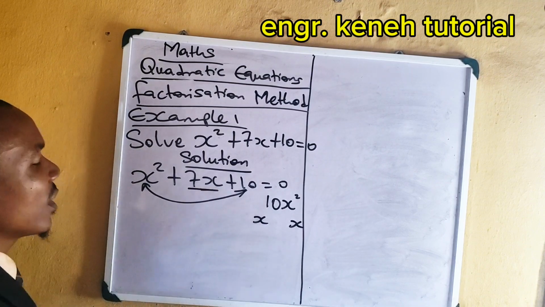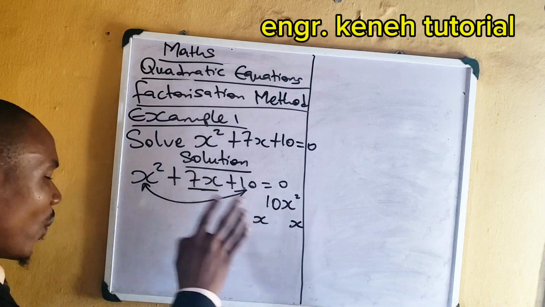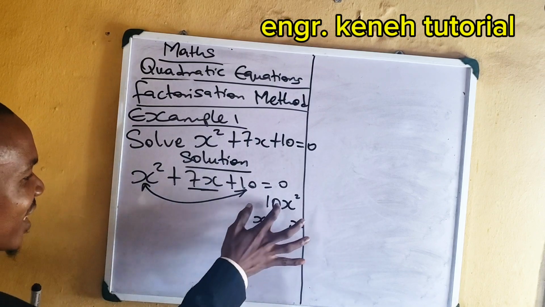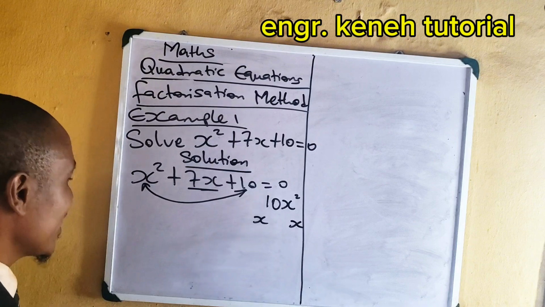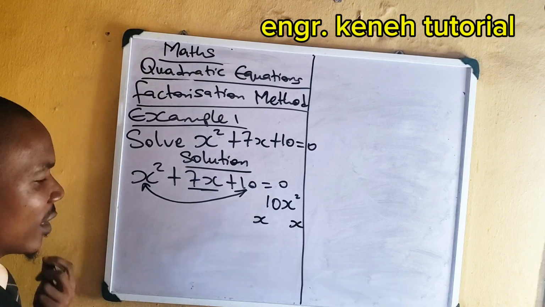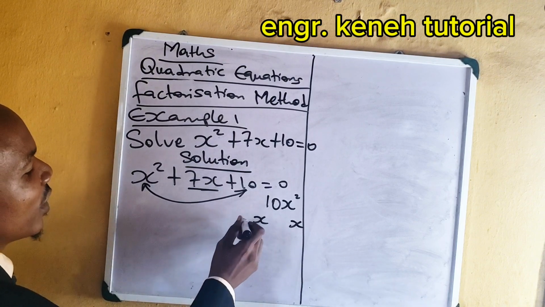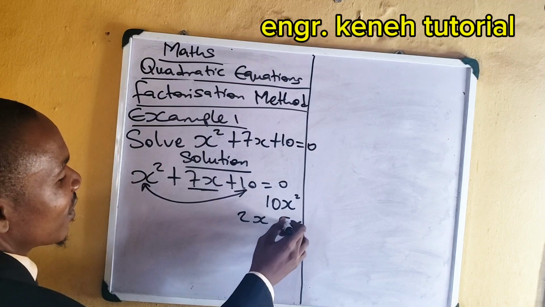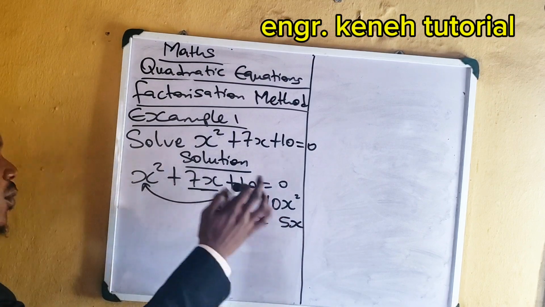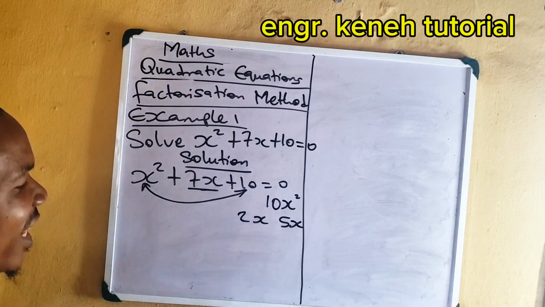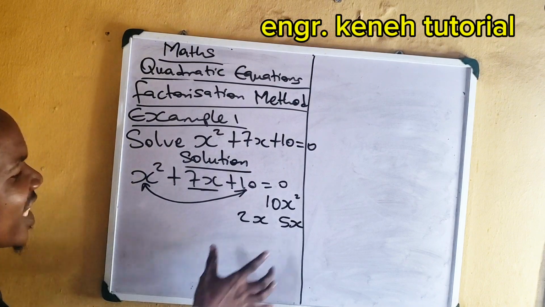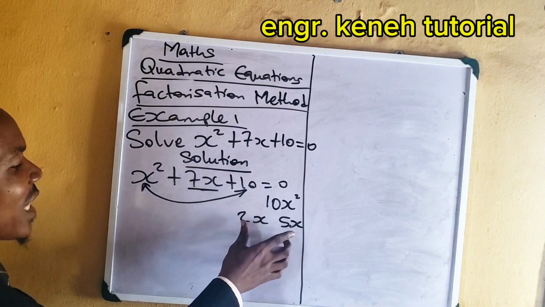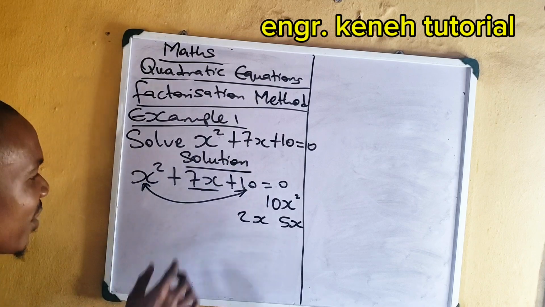Two factors of 10. When I multiply them together, I will get 10. When I add them together, I will get what? I will get 7. We have this one to be 2 and 5. Can you see it? 2 times 5 will give us 10. When you add them together, you get 7. So it is these two factors that you now use to replace this middle one.